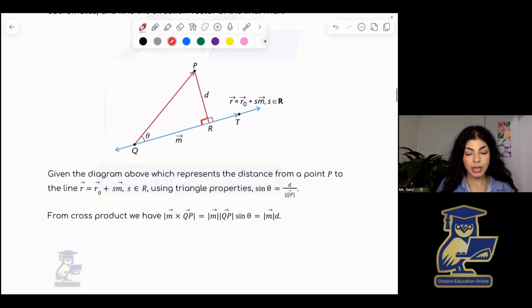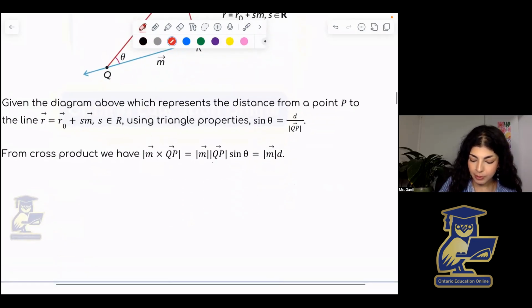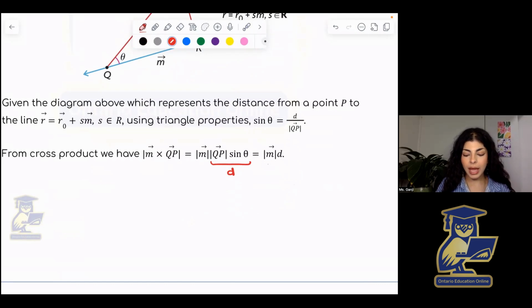So from the cross product as well, we know that the absolute value of m cross QP is also equal to the magnitude of m times the magnitude of QP times sine of theta. And again, that comes from the triangle property. But we just found out from here that d is equal to sine of theta times the magnitude of QP. So then really, this part is just d, so that we have the magnitude of m times d.